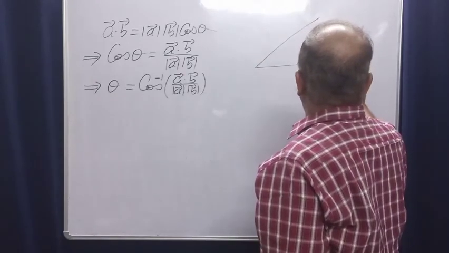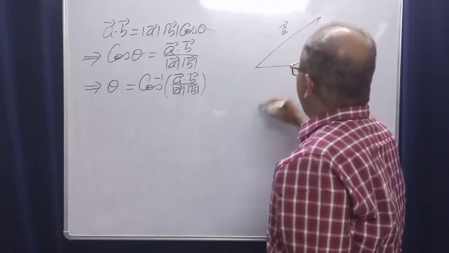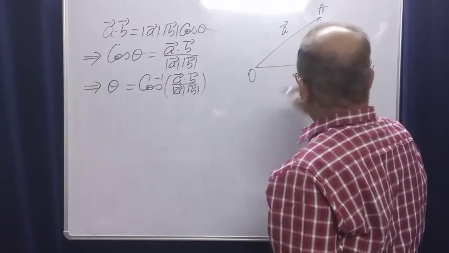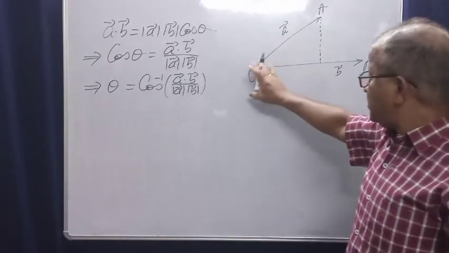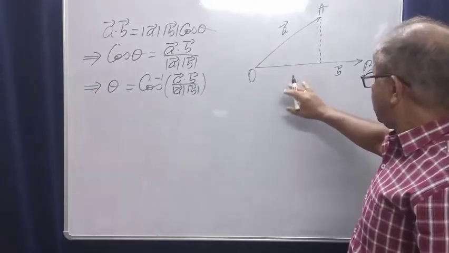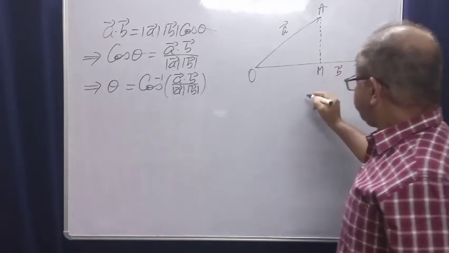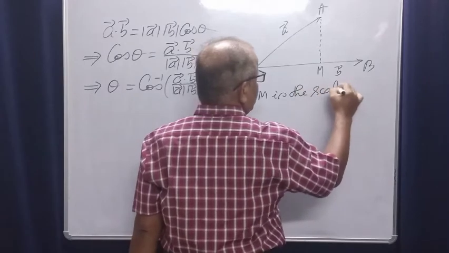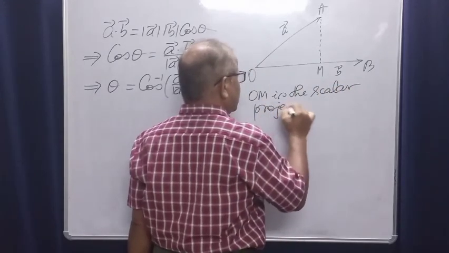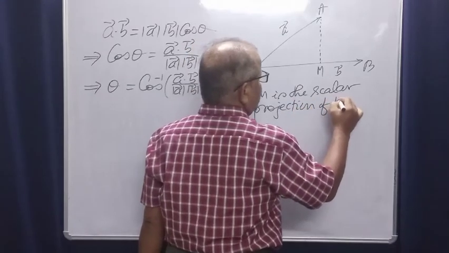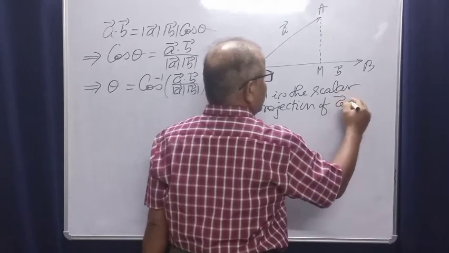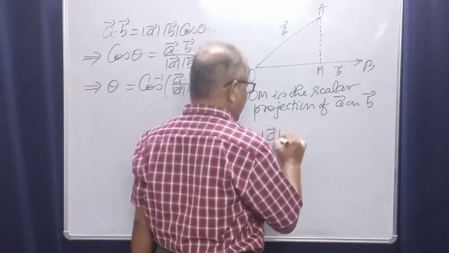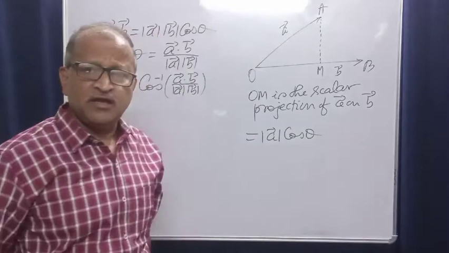And we have already discussed the projection. Suppose this is vector b and this is vector a, O A. Its projection means if you drop a perpendicular from the terminal point of a vector onto b vector, and this is suppose M, then OM is the scalar projection of a on b, which is equal to magnitude of a cos theta.